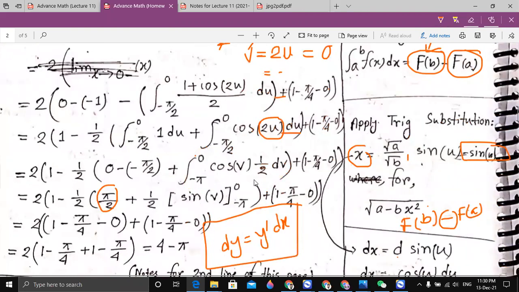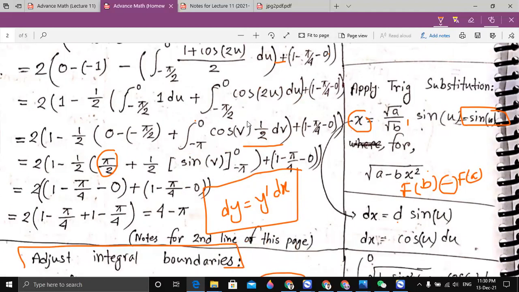So ultimately we get the integration from minus pi to 0 of cos v into half dv, okay? Because du is half dv, right? We already calculated that before. Okay, so everything is very nice looking.